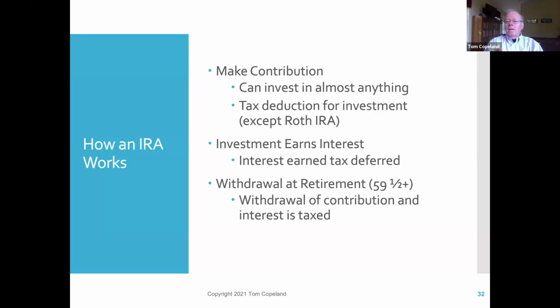When you put the money into this IRA fund, it earns interest, and it's tax deferred. You don't pay tax on the interest every year. When you take the money out of an IRA, as early as age 59 and a half, you're going to pay tax on the contribution, and you're going to pay tax on the interest. Again, the exception is the Roth IRA.